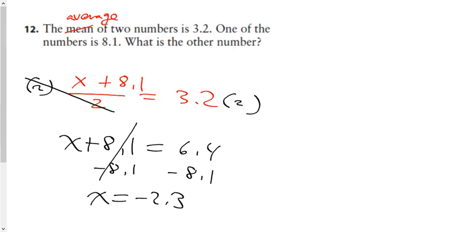So the two numbers are x is negative 2.3 and y is 8.1. The average of those two numbers is 3.2. Negative 2.3. Is that right? Oops, I made a mistake. It's negative 1.7. My arithmetic was off on that one, so we're good.